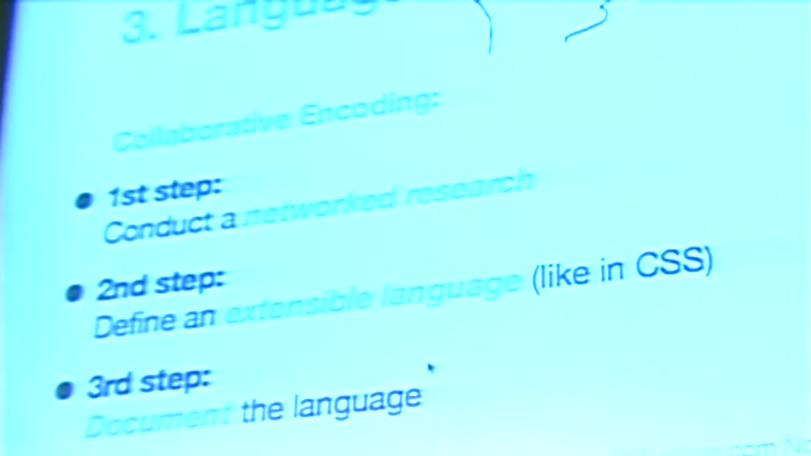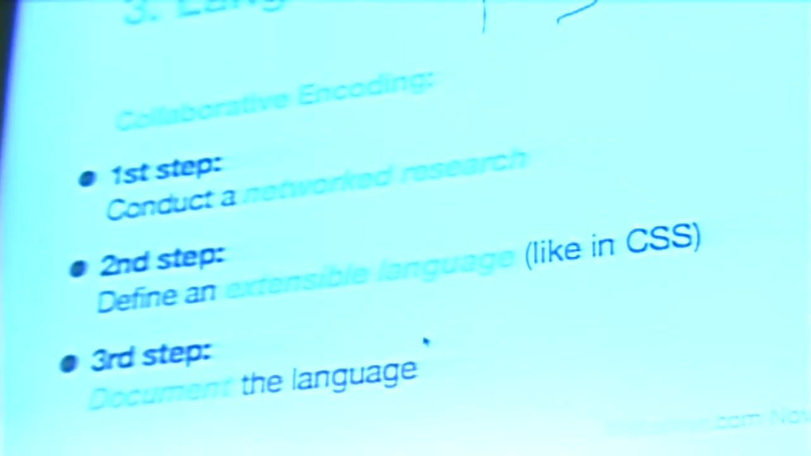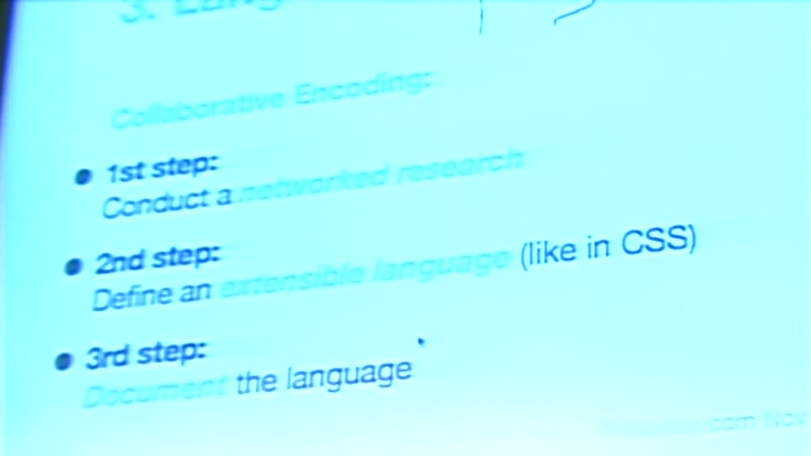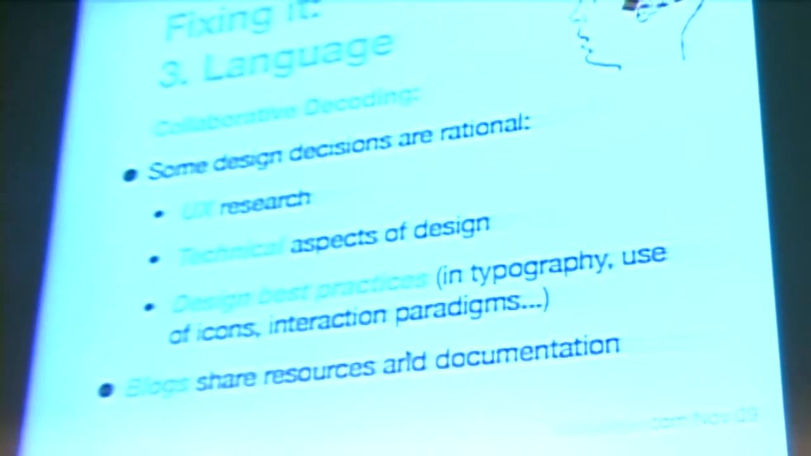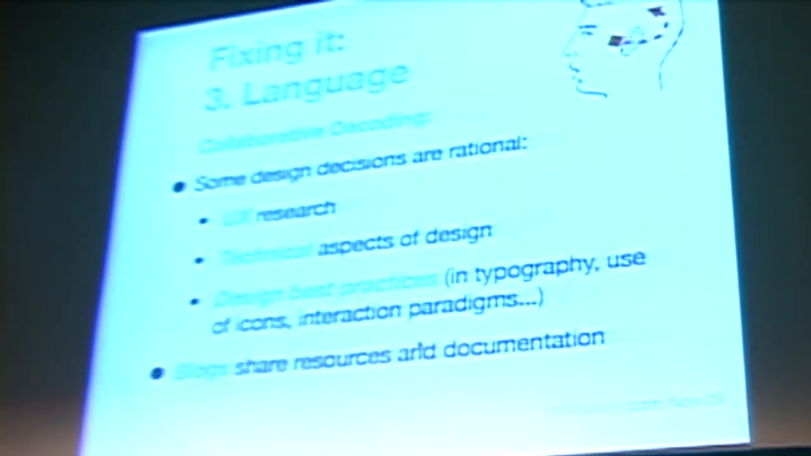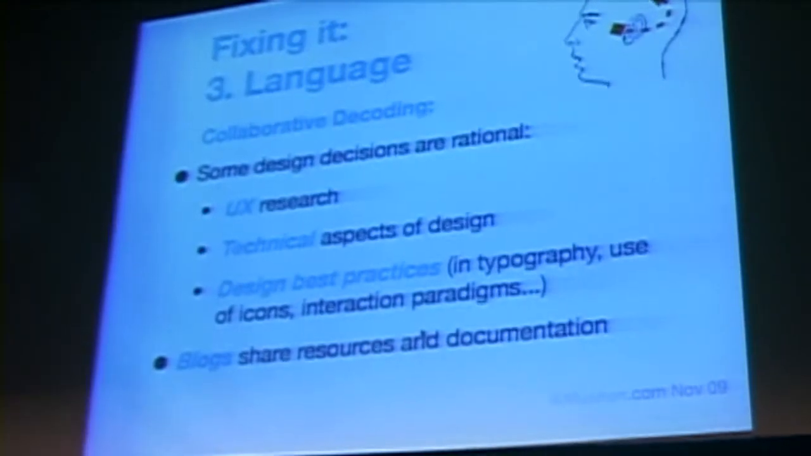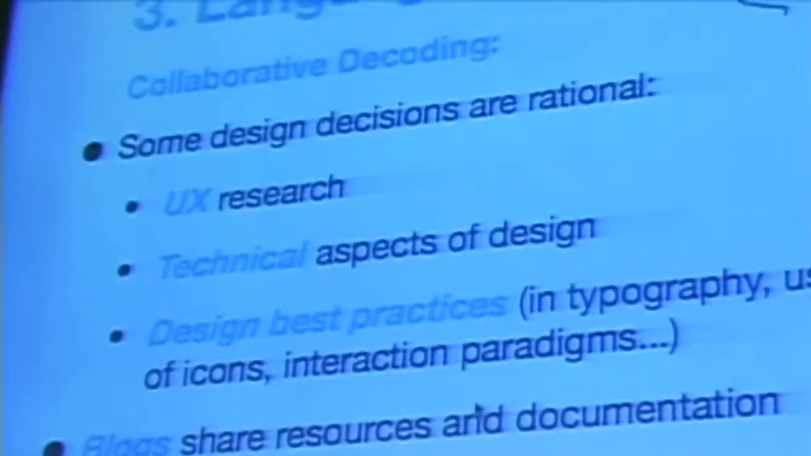Language. We can do networked research. We can create extensible languages like CSS. We should document the language. And when we're talking about comprehension, there's a lot in design that is rational, like user experience, technical, and so on. And we can document that on blogs.